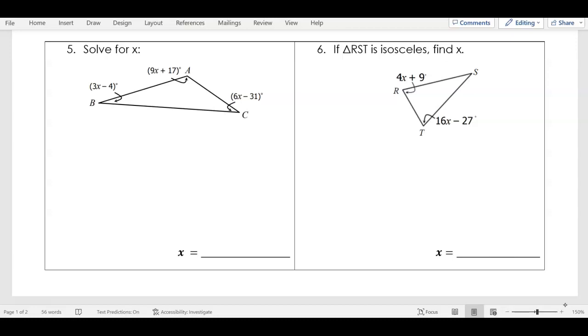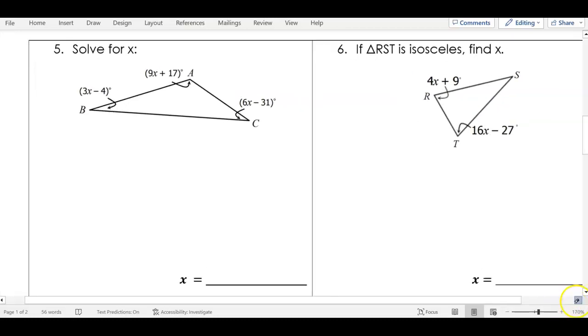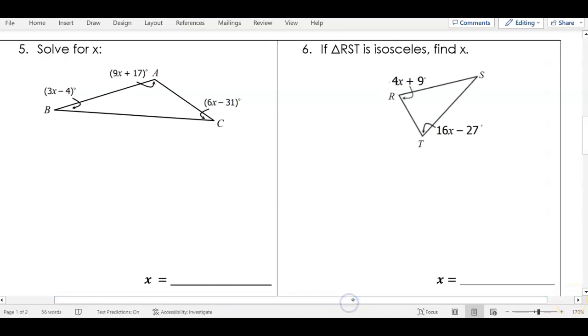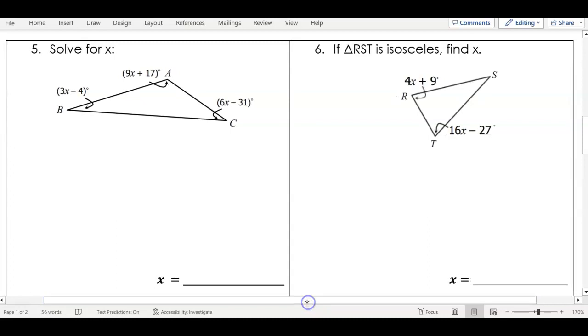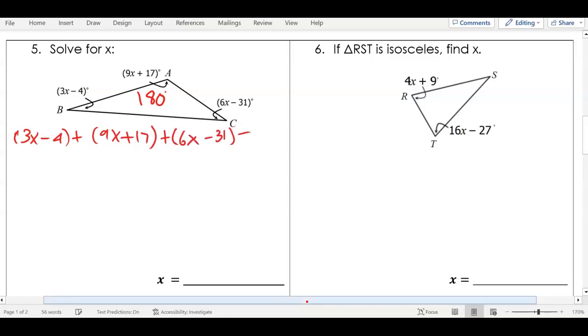All right, on number 5, I have 3 angles inside of a triangle. And what do we know about angles inside of a triangle? How many degrees do they add up to? Inside, they have to add up to 180 degrees, right? So add up those 3 angles. 3x minus 4 plus 9x plus 17 plus 6x minus 31 equals 180 degrees because they're all interior angles. So now you can combine like terms. 3 plus 9 is 12 plus 6 is 18x.